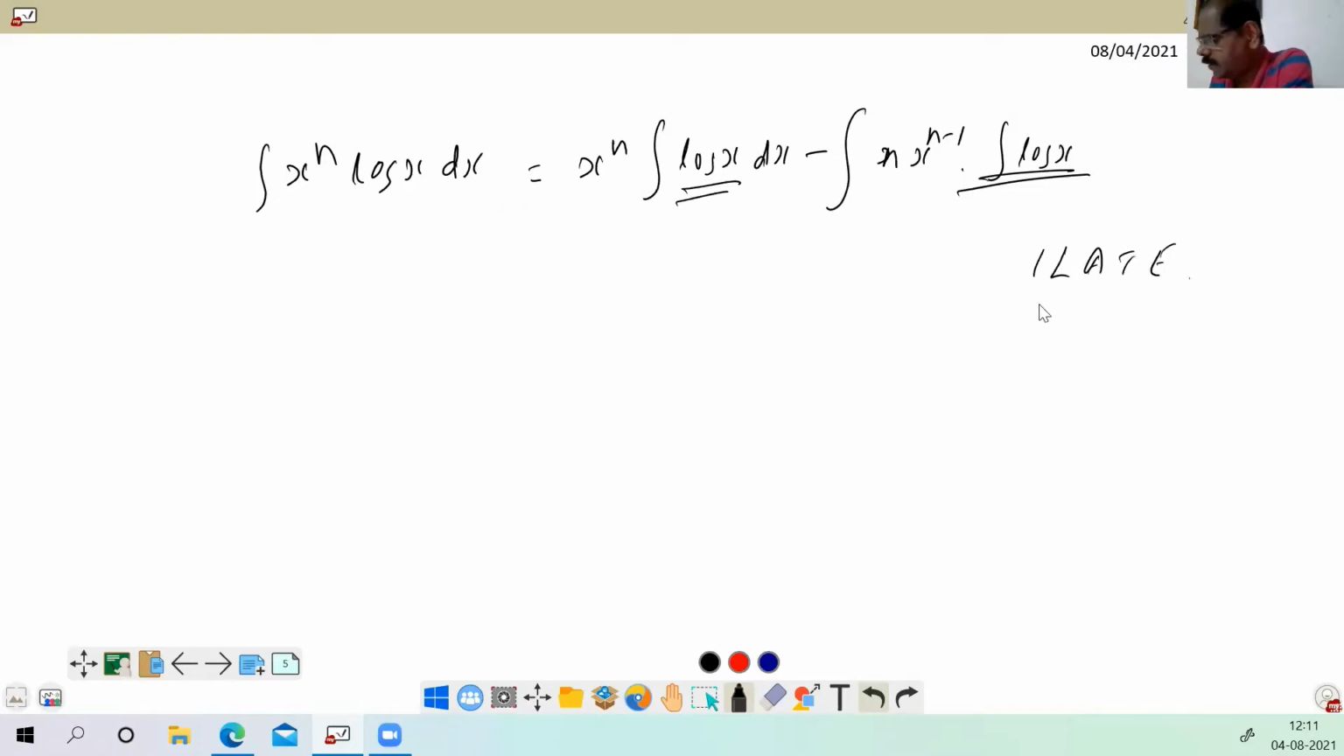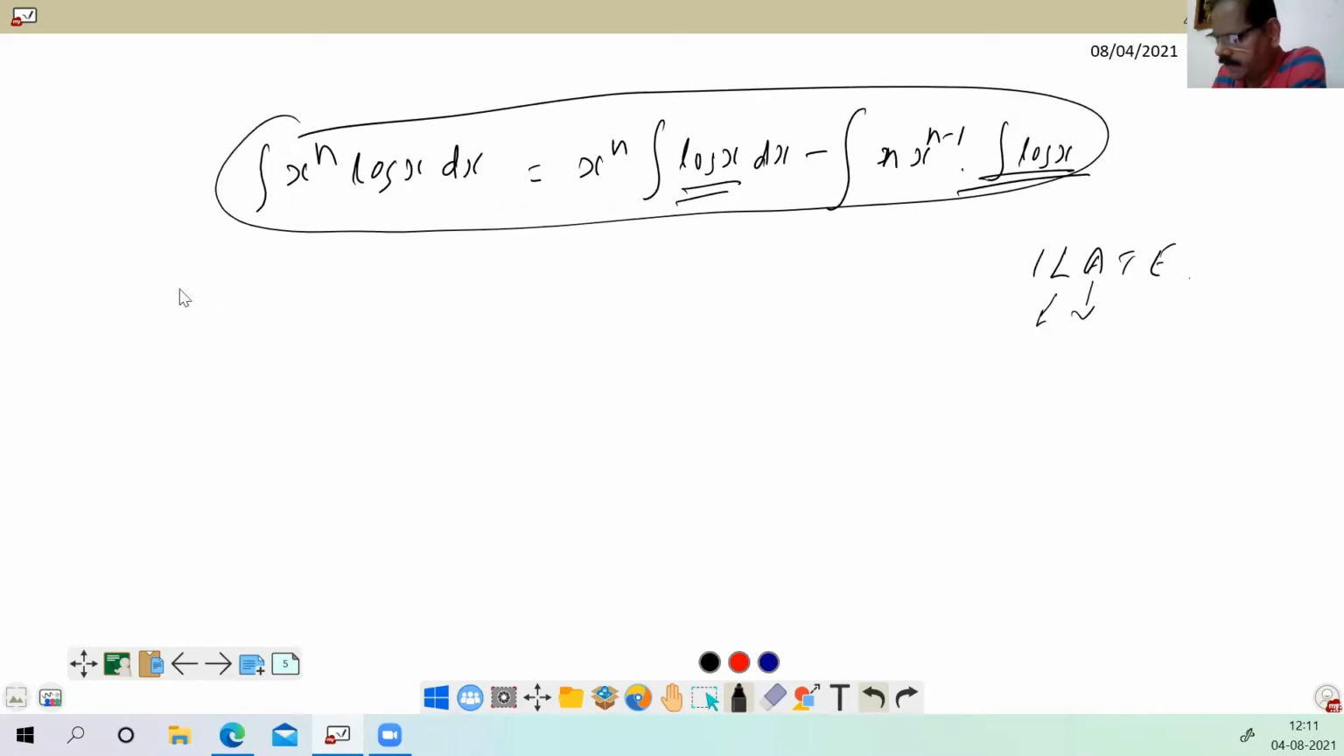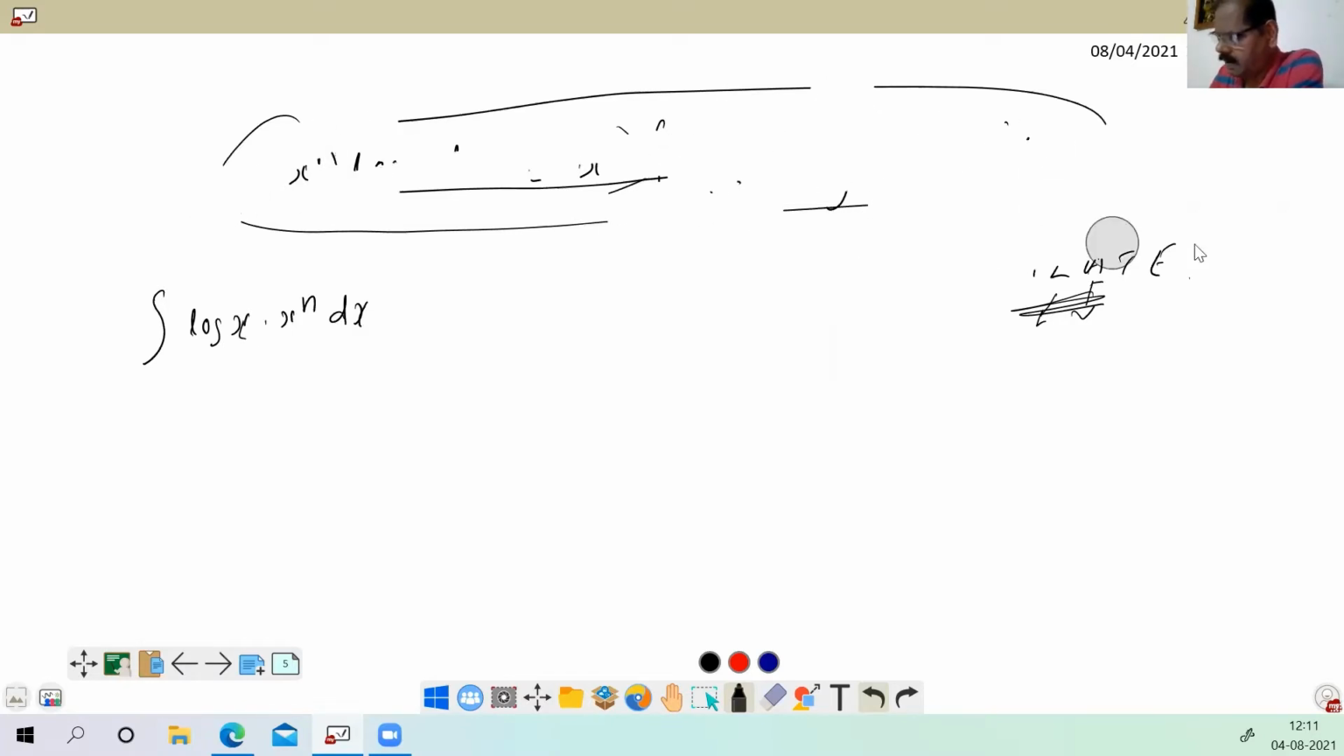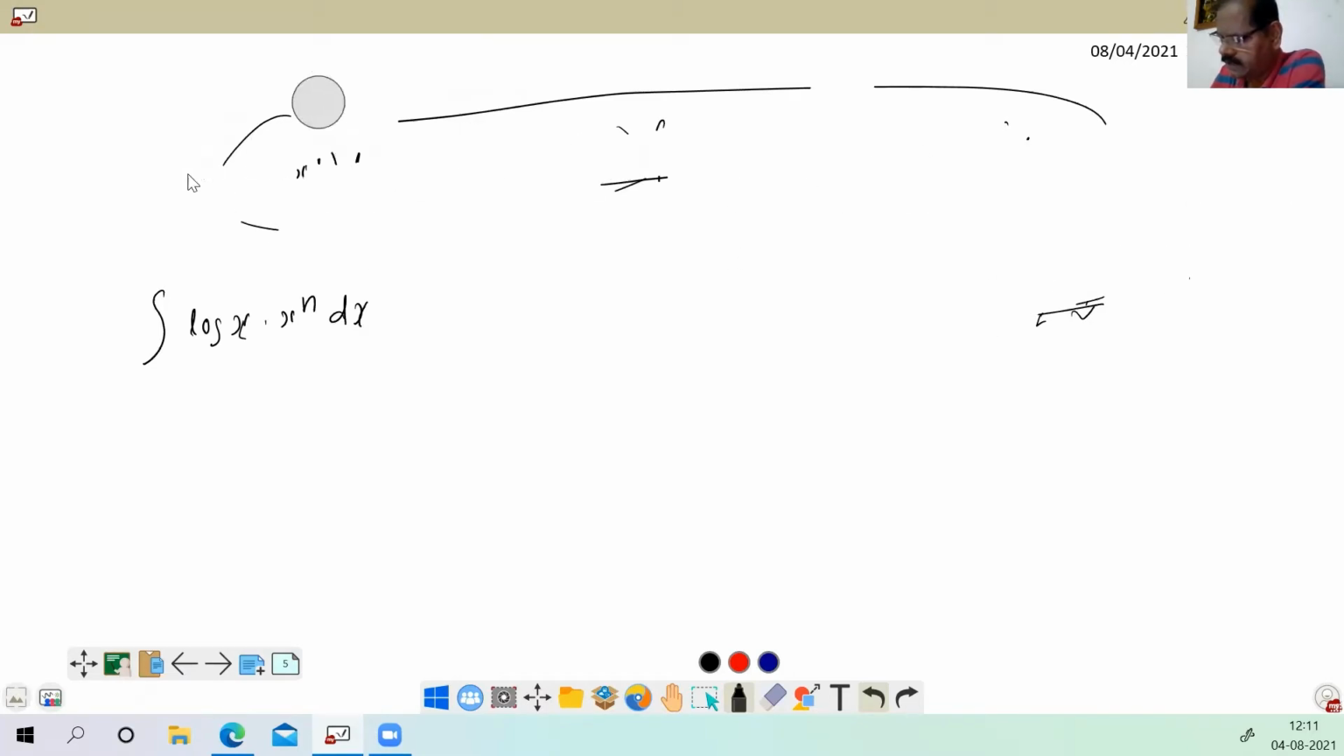So according to that Eilert rule, logarithm function comes first before the algebraic function. So we cannot proceed like this. We have to rewrite this as log x into x raised to n dx. If we do like this, it will be very difficult to complete. So we have to follow that Eilert rule. Log x comes before that algebraic function. So we have to take log x as the first function.